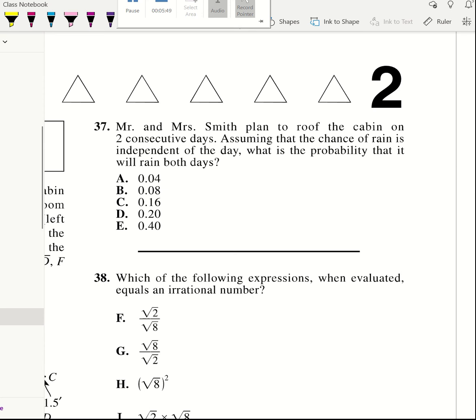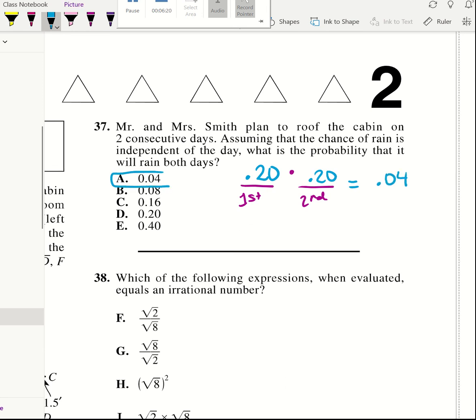So when you're looking at probability for more than one instance, more than one occurrence, more than one day, what you want to do is find the probability of each day and multiply them together. So for the first day, it's 20%, and I'm going to represent 20% as the decimal 0.20 or 0.2. And then the second day would be another 20%, and I want to multiply those together. I can use a calculator to help me with that, and I get 0.04 or 4%, which is option A.